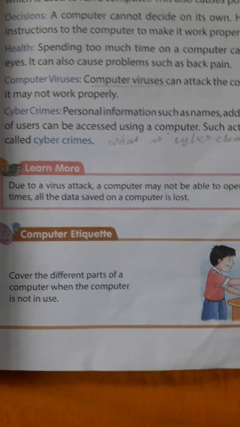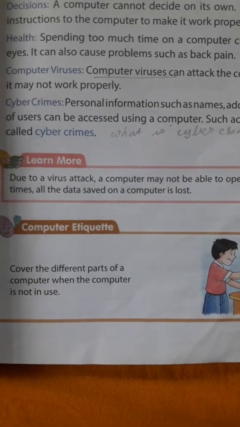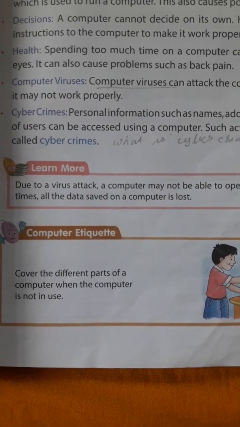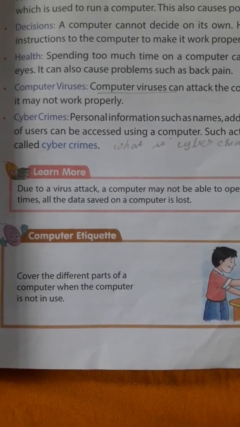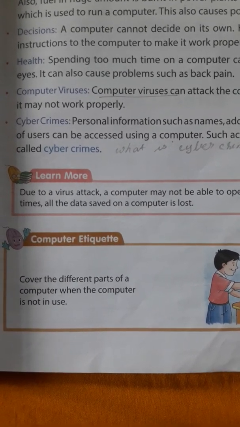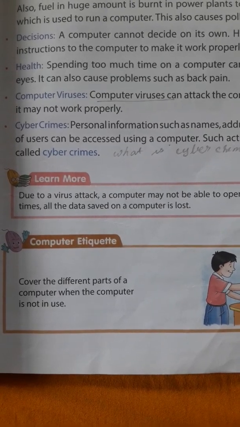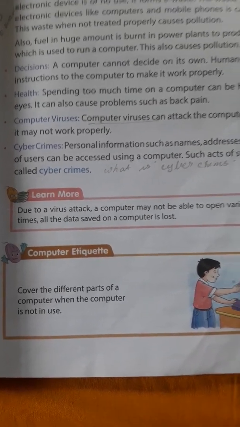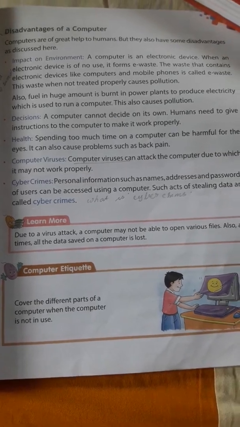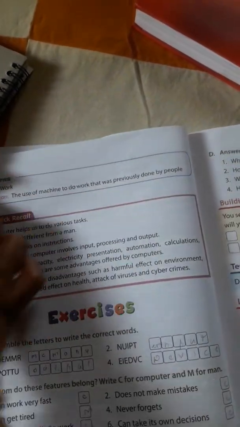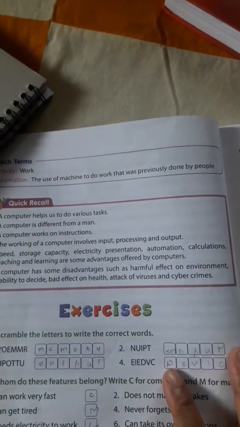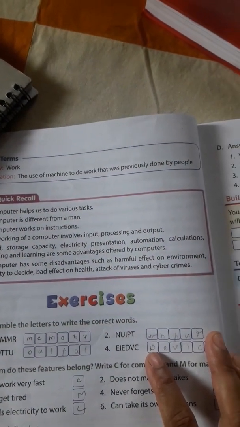Then, what is computer etiquette? Etiquette means good behavior. What is the computer etiquette? You cover the different parts of a computer when the computer is not in use. Got it? You should cover your computer after using it. Now this is the tech term. Tech term means some meaningful words. Activity means work. Automation means the use of machines to do work that was previously done by people.